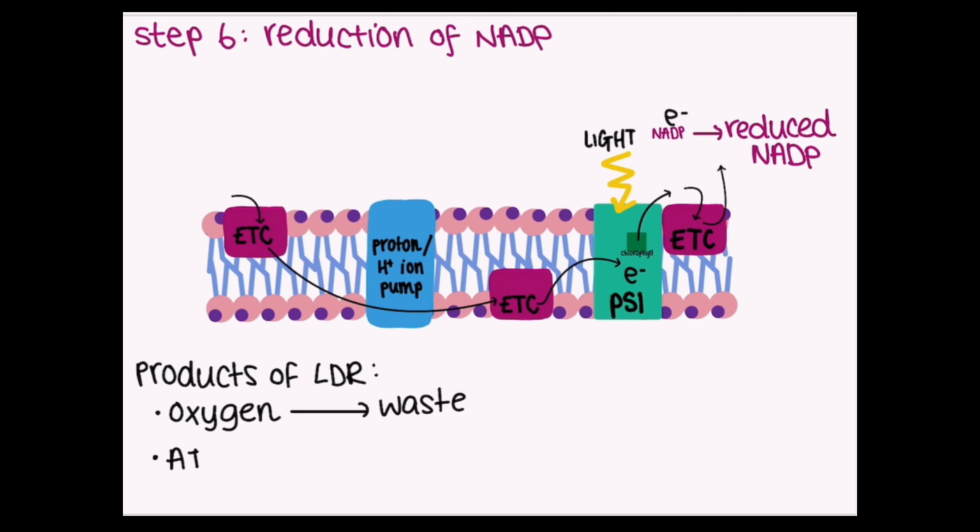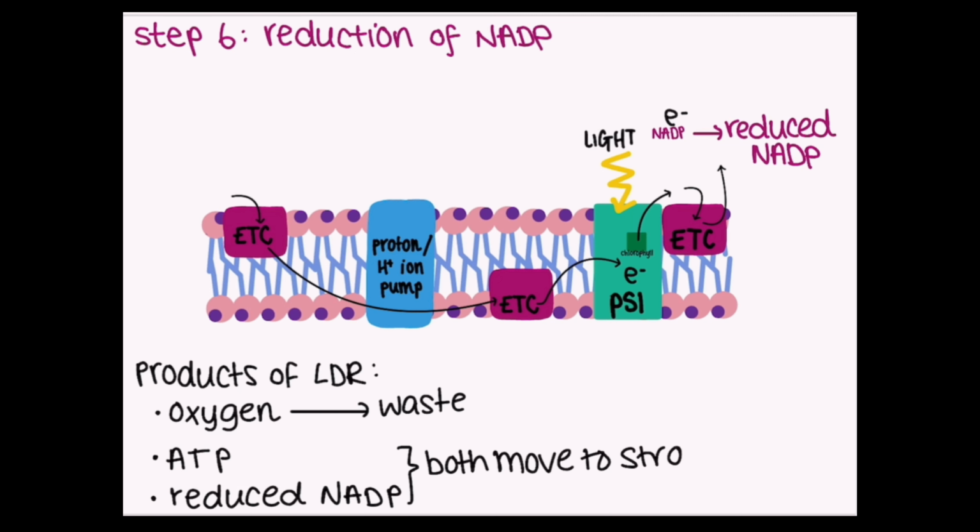Then we have got our ATP produced by chemiosmosis, the movement of hydrogen ions against their concentration gradient. And finally, we have reduced NADP, where NADP was passed that final electron from the electron transport chain. ATP and reduced NADP will both move into the stroma, where they will be utilised in the light-independent reaction.